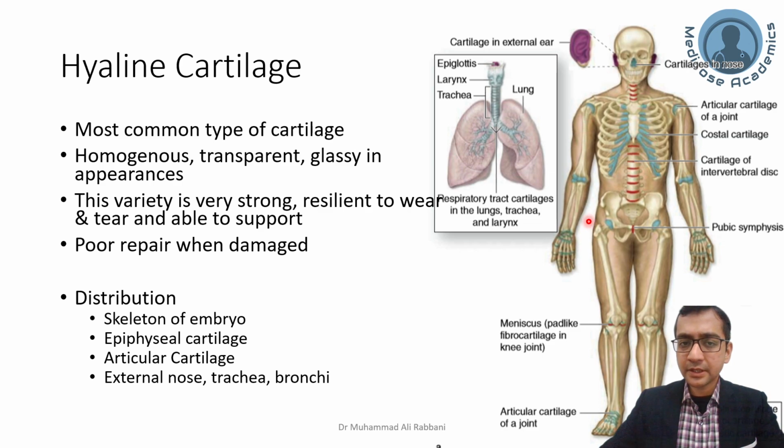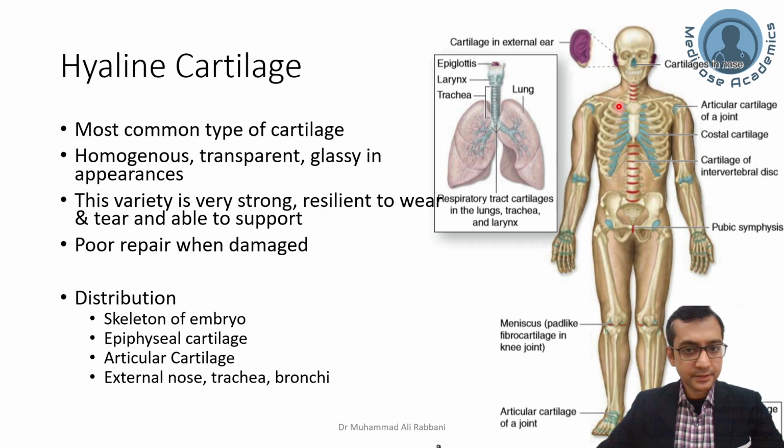So it is usually present, shown in the picture by the blue color here, in most of the articular cartilages. These are the articular cartilages between two bones that provide a frictionless surface. So these are the hyaline cartilages. Apart from this, the anterior cartilaginous part of the ribs is made up of these. All the epiphyseal cartilages were hyaline cartilages, and in the skeleton of the embryo, the first skeleton framework that is created was hyaline cartilage.